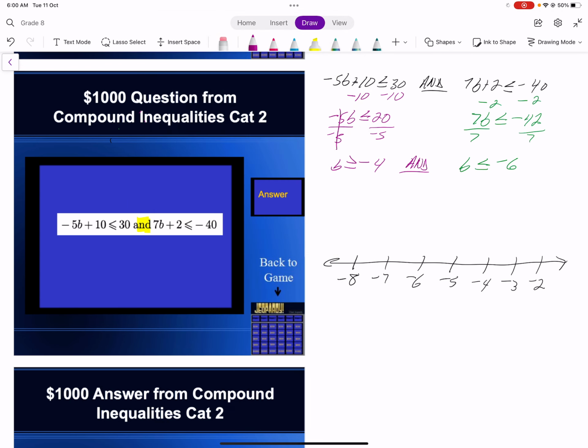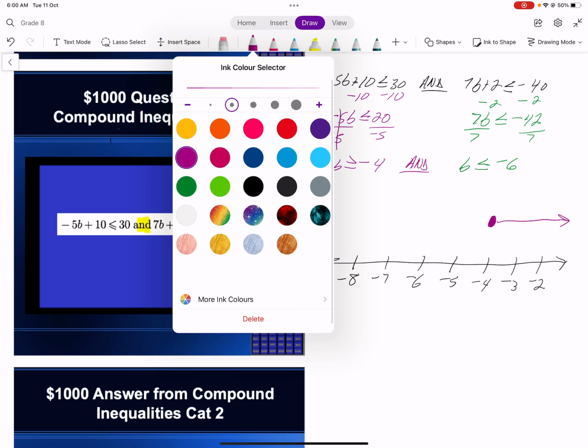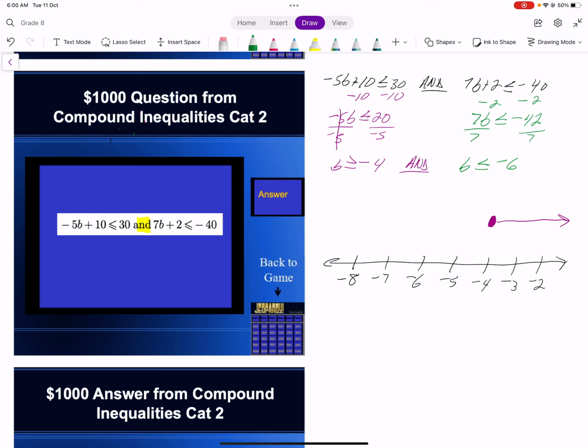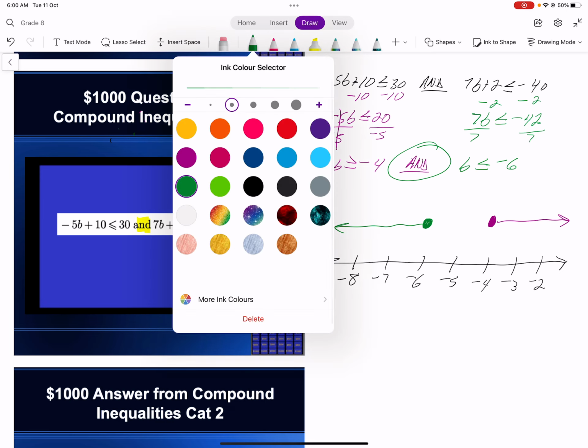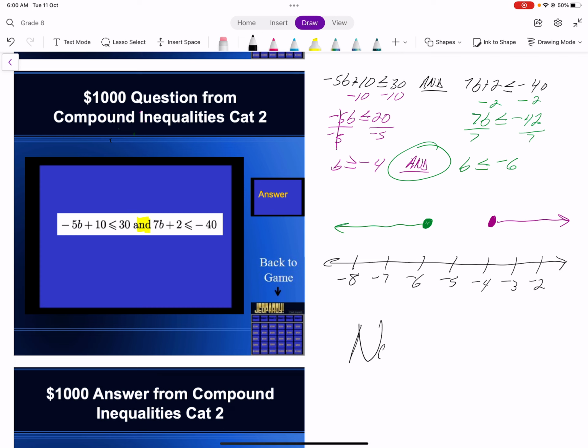So we're greater than or equal to -4, so we know it's going to be a solid circle, and going to the right. Less than or equal to -6, it's still solid, and this one is going to the left because it's less than. So now, the thing is, though, it's an and statement and nothing overlaps. So our answer for this is no solution. And that would be our final answer. All right, and that is it for this video.